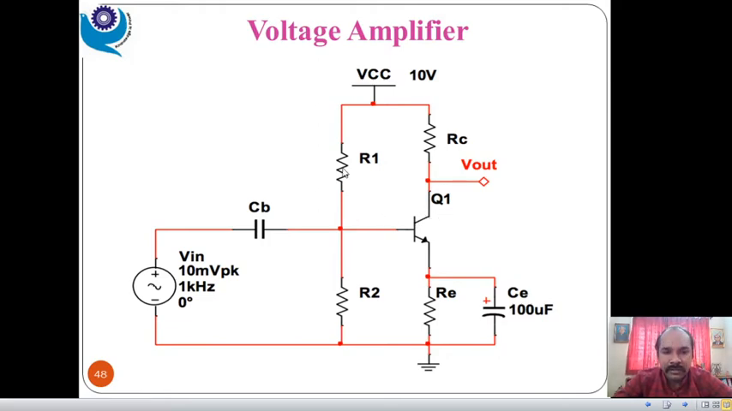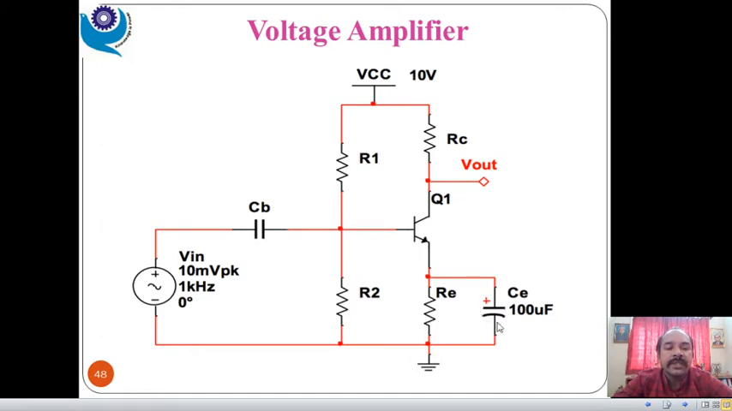Fine. So here in the circuit, R1 and R2 act as a voltage divider, and RC acts as a collector biasing resistor. If we are not using this RC, the output voltage will be 0, because when we short circuit it, the output voltage will be 0 in the AC equivalent model. RE is the emitter resistor, for emitter stabilization, and it also provides a degenerative effect, or negative feedback, which stabilizes the gain of the amplifier.